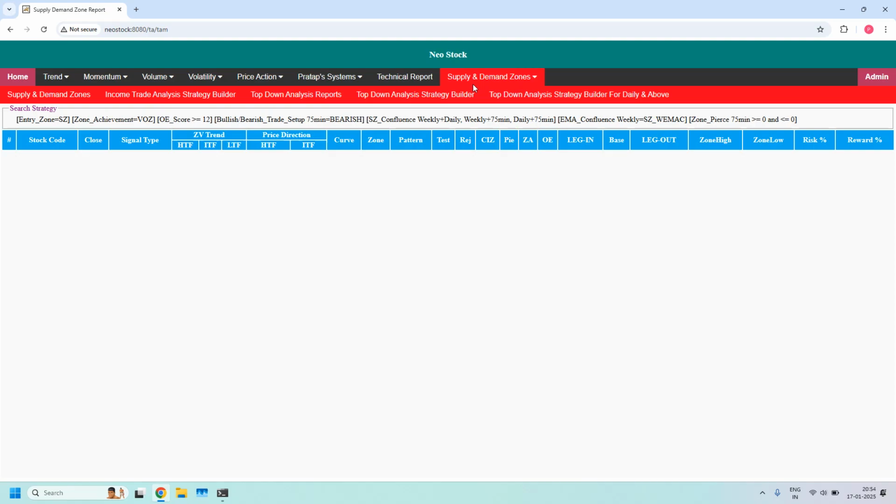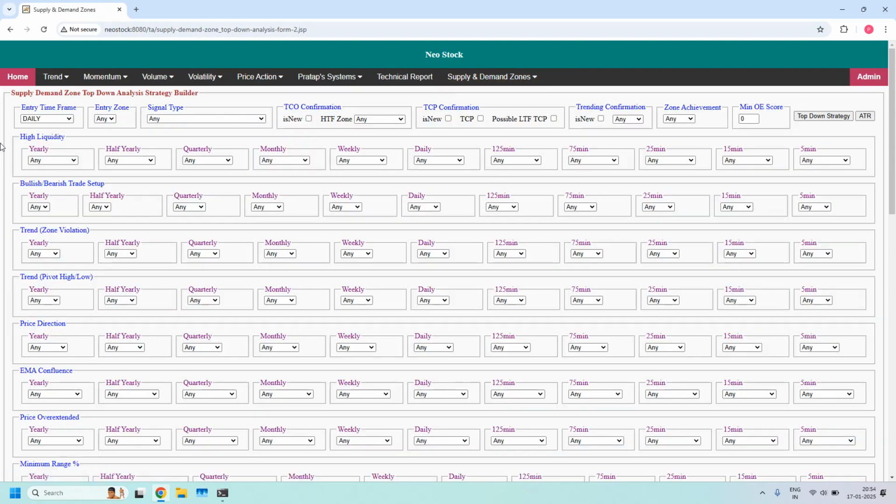Okay, next one is a daily income trade. So first, bullish trade setup for daily income trade. Entry time frame is 15 minutes. Entry zone is demand zone. In bullish or bearish trade setup, at 15 minutes time frame, I am selecting bullish.